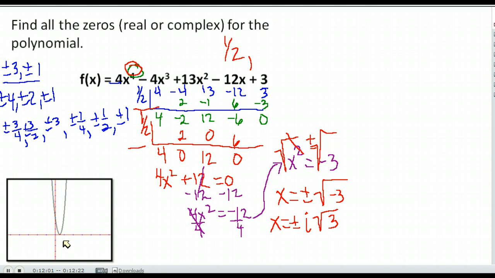So my answers are 1/2 with multiplicity of 2, and then positive i root 3, and negative i root 3. There are my 4 zeros. 1/2 twice, positive i root 3, negative i root 3. So hopefully this helped you with the process of solving for the zeros.